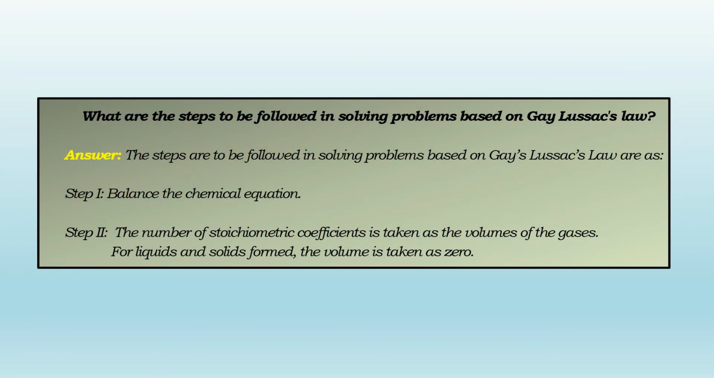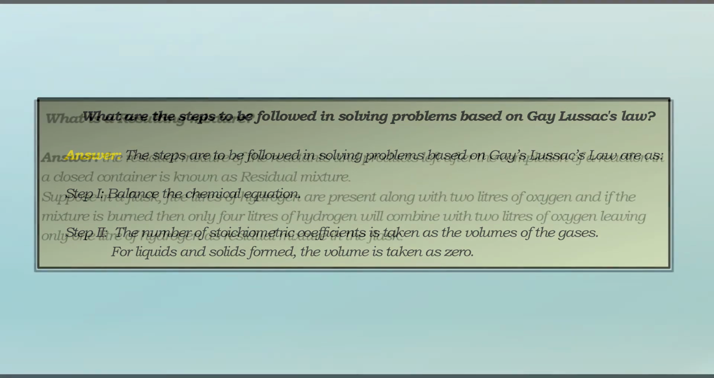Numerical problems based on the law of combining volumes, or Gay-Lussac's law. What are the steps to be followed in solving problems based on Gay-Lussac's law? Number 1, balance the chemical equations which are given. Number 2, the stoichiometric coefficient is taken as the volume of the gases. For liquids and solids, the volume is taken as 0, as the law is valid only for gaseous products at same temperature and pressure.